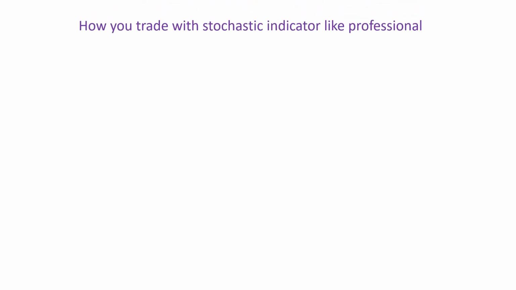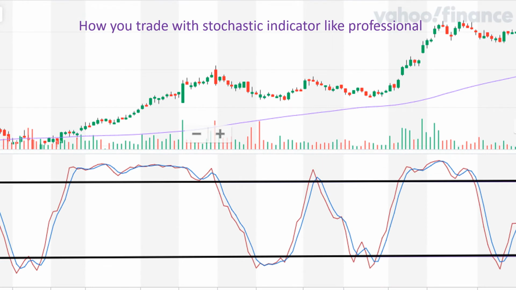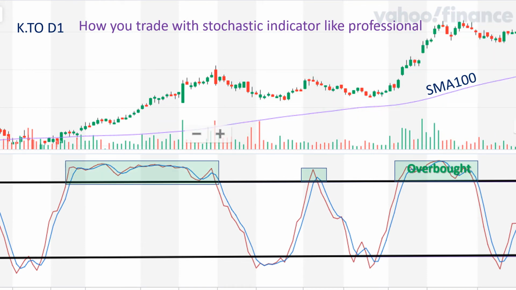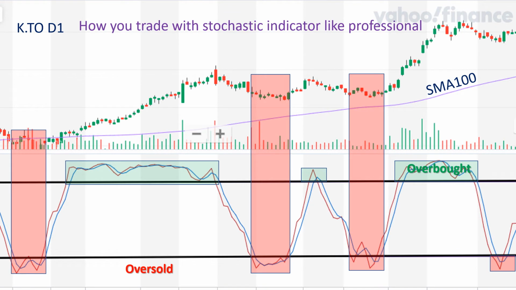In this slide, I'm going to show you how you trade with the stochastic indicator like a professional. This is the price trend, Kinder Morgan stock, D1 time frame. I installed a stochastic indicator with 14 days period, and also a simple moving average with 100 days period. Remember, you can use 100, 150, or 200. It's your preference. These are the overbought area and these are the oversold area, and there are two zones in a stochastic, the 20 and 80% zones.